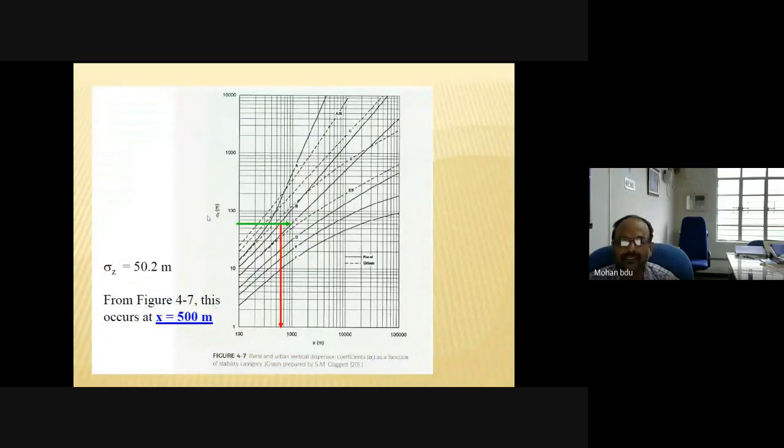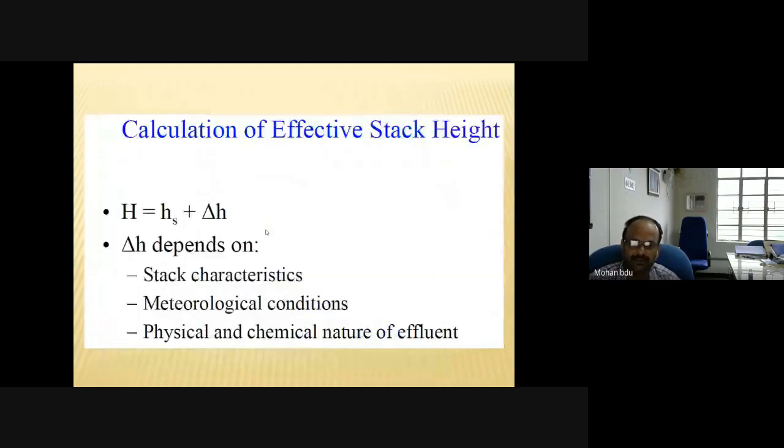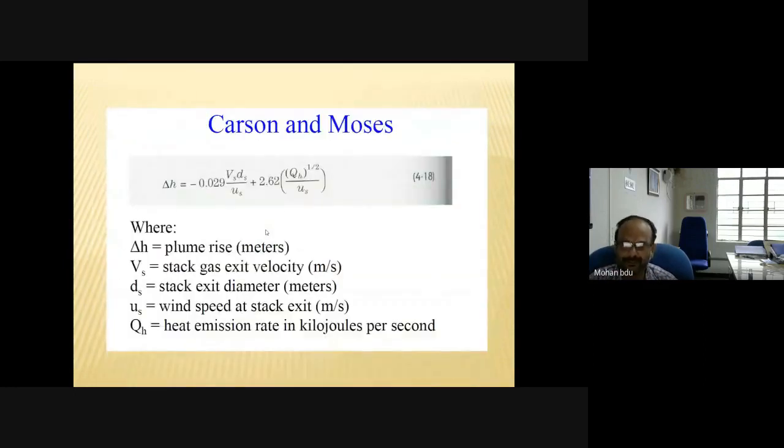So based on these two, we can find out the values. Here you can see from figures 4 to 7, x is 500 meters. So this is the diffusion parameter, arrived at using this table, that is the stability class, whether the atmosphere is stable. And this is another equation that is used to calculate the effective stack height, the plume rise, and this is again based on the stack velocity, the heat emission rate, and the wind speed. So based on this, we can calculate the delta H, that is the plume rise.